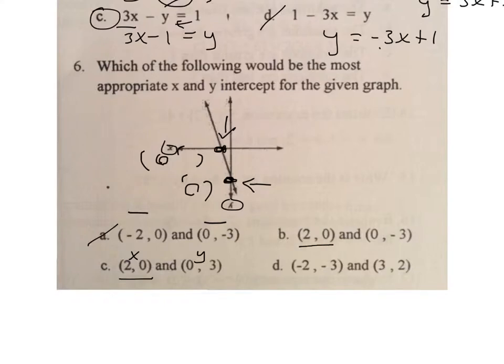This has a positive 2 as your x-intercept. This is a negative 3 for your y-intercept, and that's not correct. That's not what we're looking for. And these are not y-intercepts at all. So, process of elimination, C is my answer.